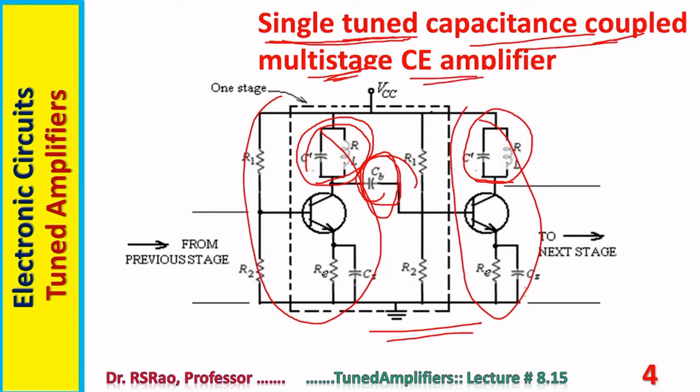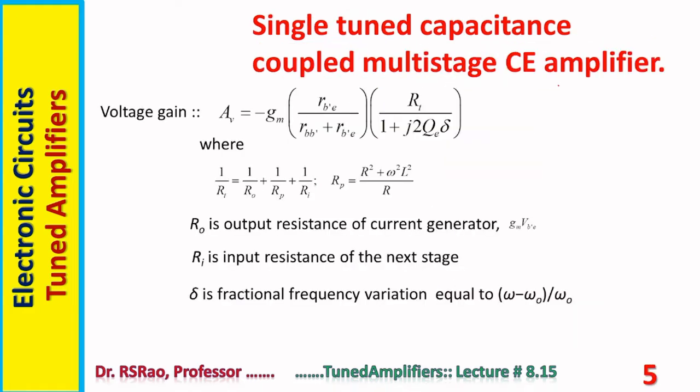It is a CE amplifier. This is common emitter configuration, that's why CE amplifier. So describing the structure of this amplifier, it is called single tuned because a single tuned circuit is there. Capacitance coupled, a capacitor is used to couple. Several stages are there, multi-stage amplifier. Configuration is CE, that's why CE amplifier. It is an important configuration, so some parameters pertaining to this amplifier are given here. Voltage gain of this particular amplifier is given by this expression.